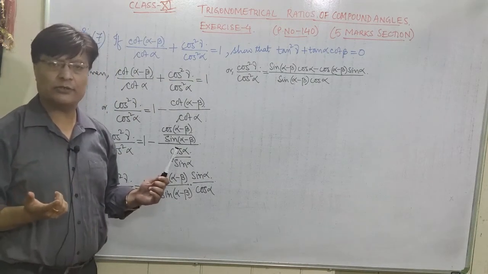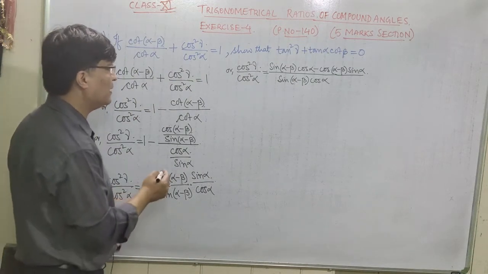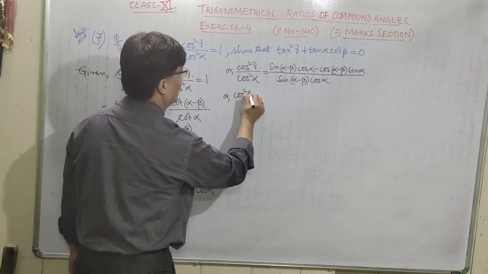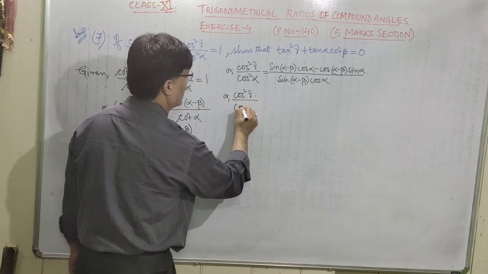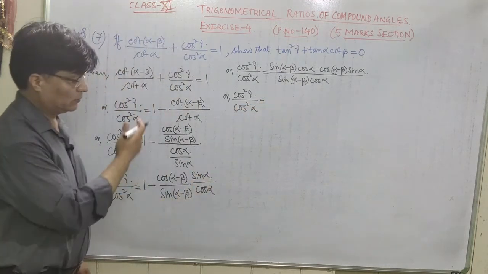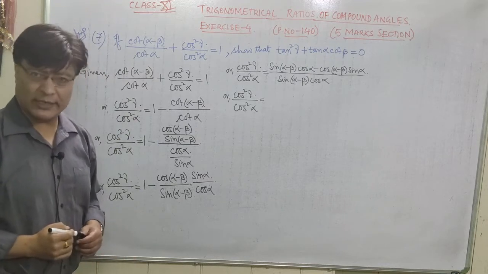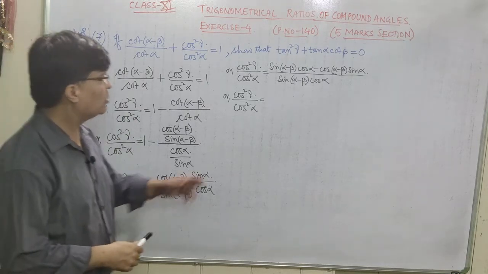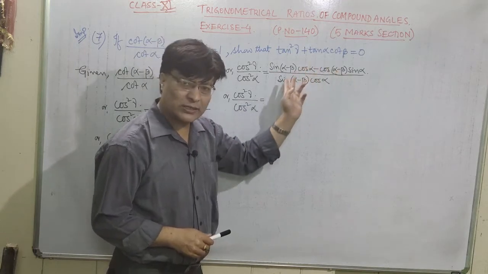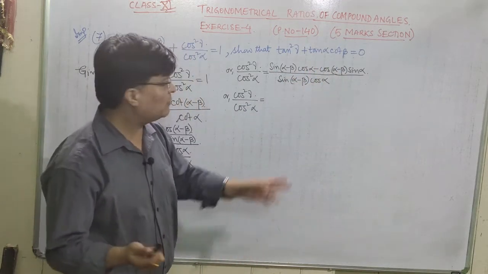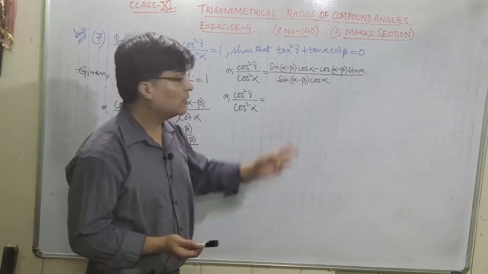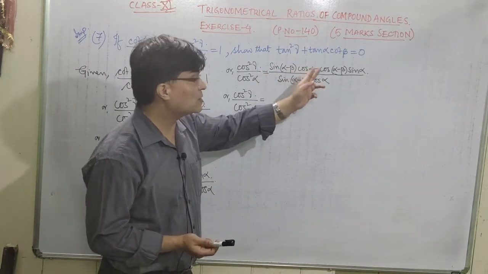So I think you have understood it. So let us simplify it again. It is cos square gamma divided by cos square alpha, which is equal to. What is the formula in the numerator? In the numerator it is sin A cos B minus cos A sin B. Here alpha minus beta is taken as A and alpha is taken as B. So this is sin A cos B minus cos A sin B.